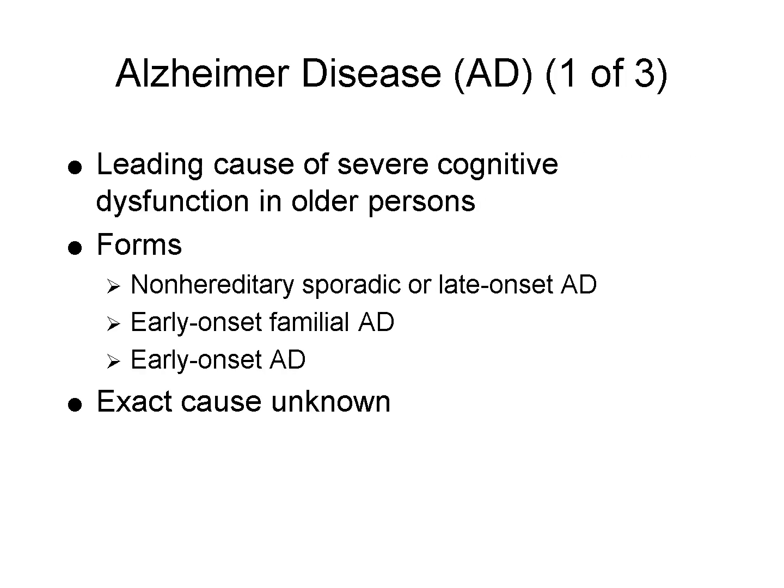Alzheimer's disease, or AD, is the most common form of severe cognitive dysfunction in older adults. It may present as sporadic late onset, familial early onset, or non-hereditary forms. The exact cause is unknown, but genetic and environmental risk factors are involved. The disease typically begins gradually, with subtle memory loss and emotional changes.